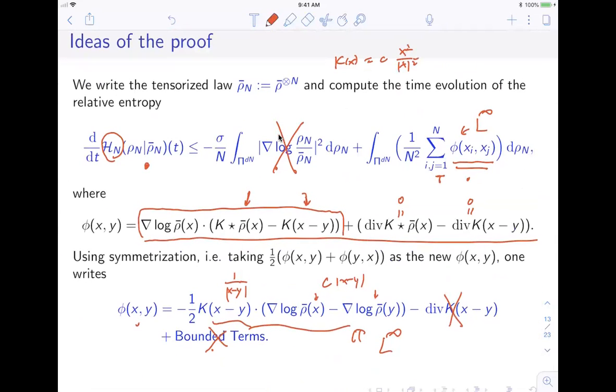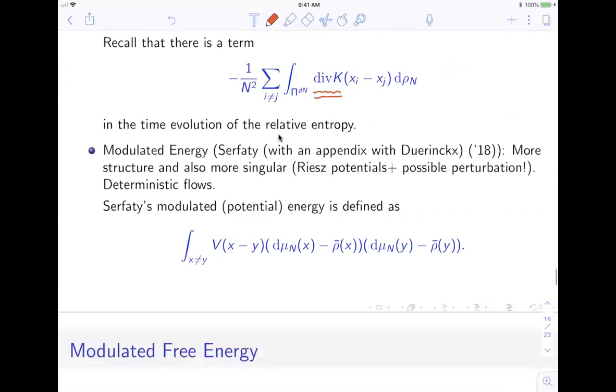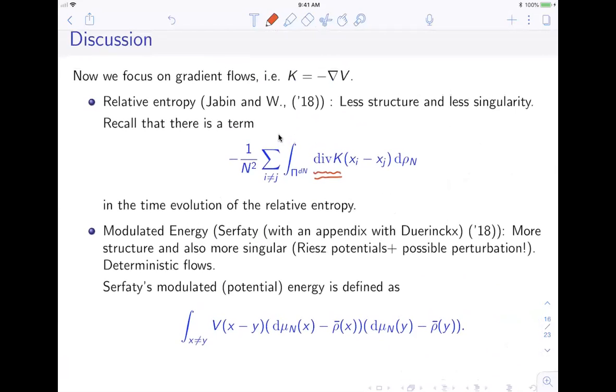So this is the computation of the time evolution of relative entropy, where you can see that in the time evolution those terms come out. Those are from the limit PDE, and those are from the particle system. The divergence term of the kernel comes out, and those terms are very bad. So why is this very bad?